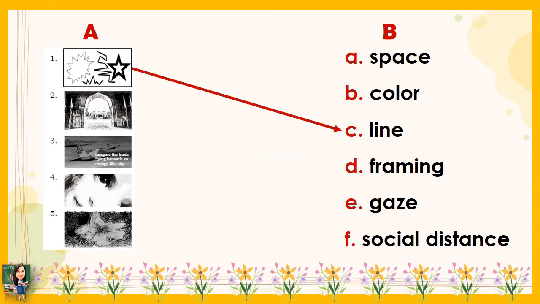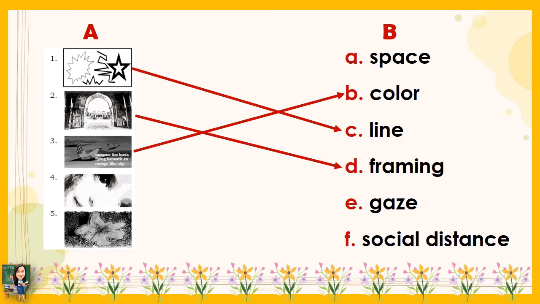Number 2. What concept is portrayed with this image? Very good. The answer is letter D, framing. Number 3. What concept is portrayed with this image? Very good. The answer is letter B, color.